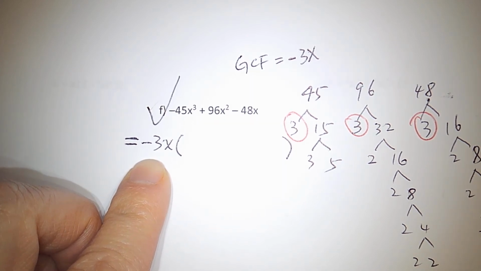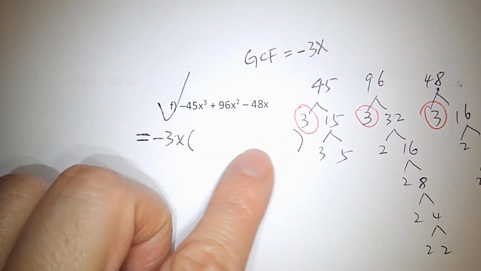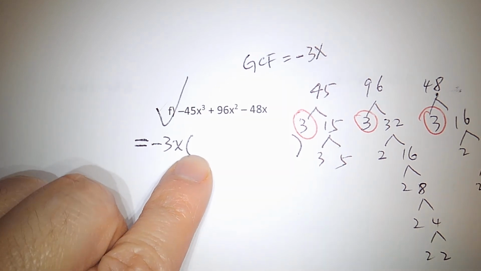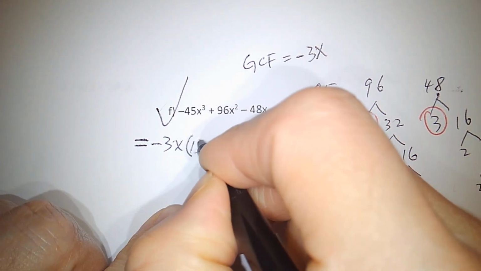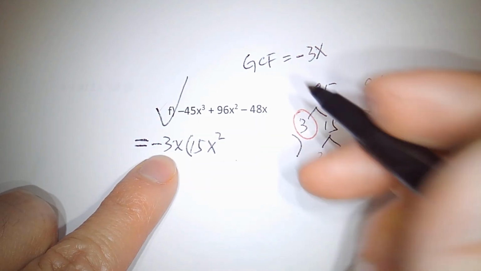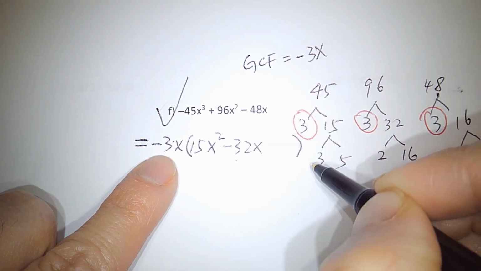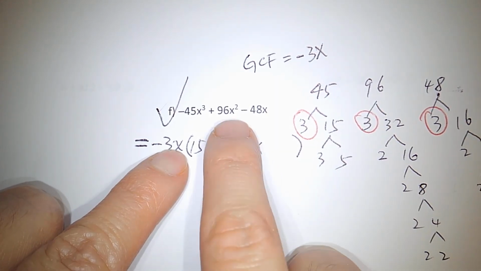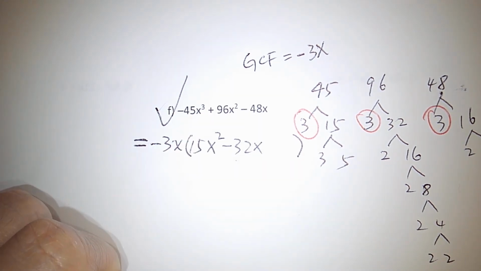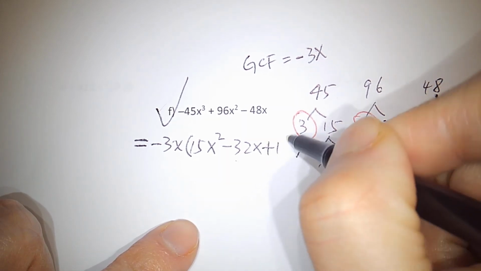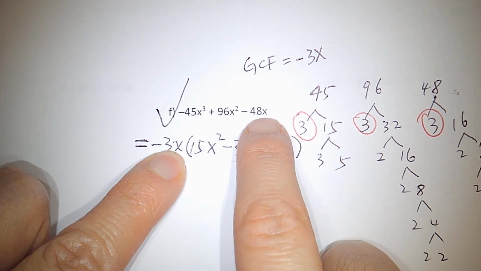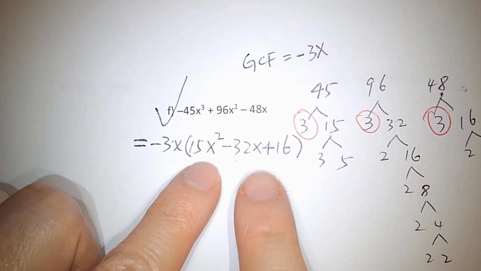So we do that one normally. What do you have inside of the parentheses? How about you tell me? What do you have here for this term? Is it 15x squared, right? How about this x term? What do you get? Negative 32x squared? x, because we factor out an x. And then how about this constant term? Negative 16 or positive 16? We have to make sure that negative 3x times this part equals negative 48x, right? So positive 16.